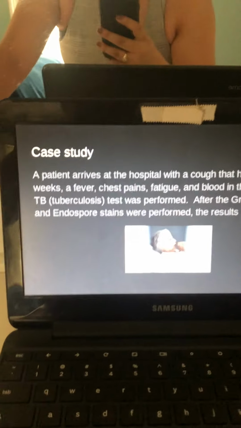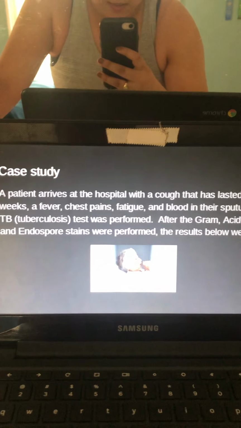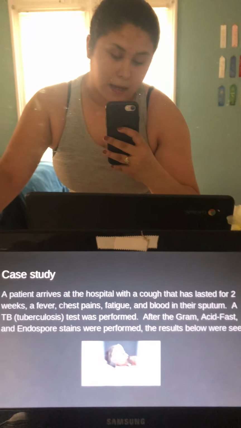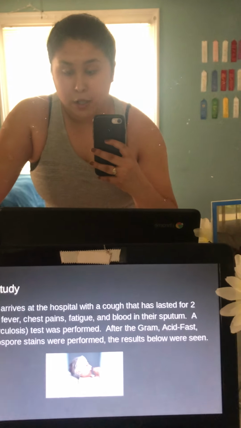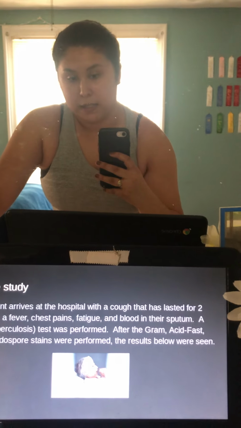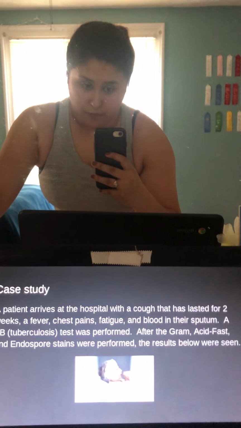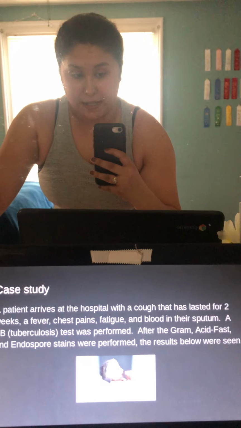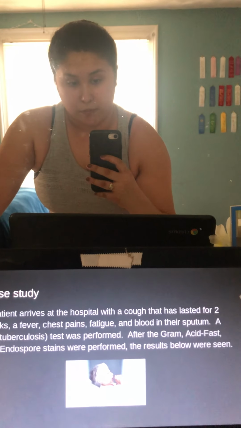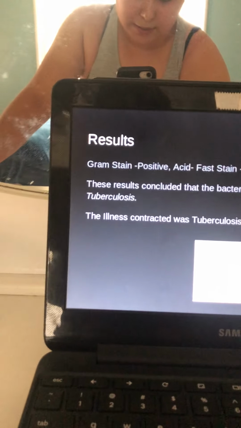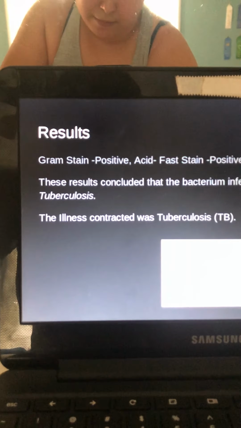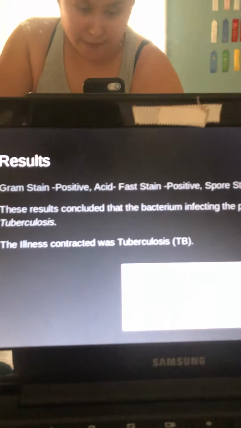So, the case study. A patient arrives at the hospital with a cough that has lasted for 2 weeks, a fever, chest pains, fatigue, and blood in their sputum. A TB test was performed, and after the gram, acid fast, and endospore stains were performed, the results below were seen. The results: the gram stain was positive, the acid fast stain was positive, and the spore stain was negative.